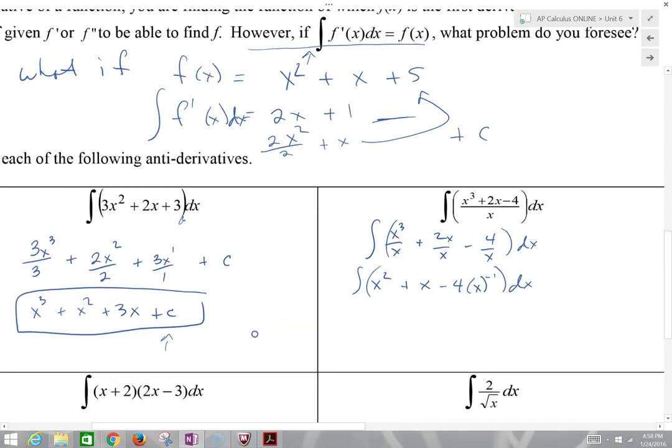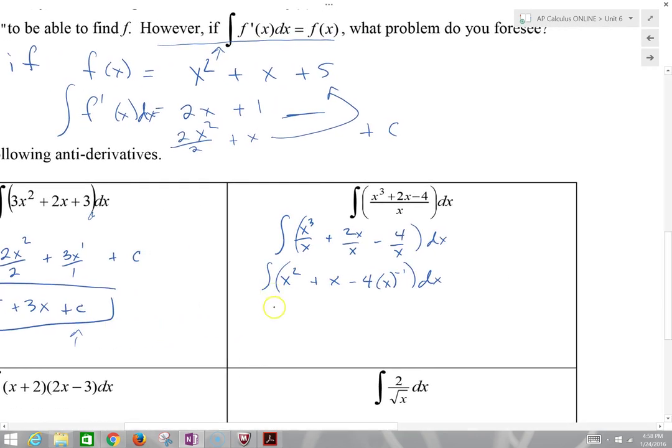Now, it looks just like this one over here. We can apply the same process. So we have x cubed divided by our new power, 3, plus x squared divided by our new power, 2, and then we have minus 4x. Actually, x to the negative 1 is the derivative of what? It's the derivative of the natural log of x. Don't forget the plus c. So we have 1/3 x cubed plus 1/2 x squared minus 4 natural log of x plus c.